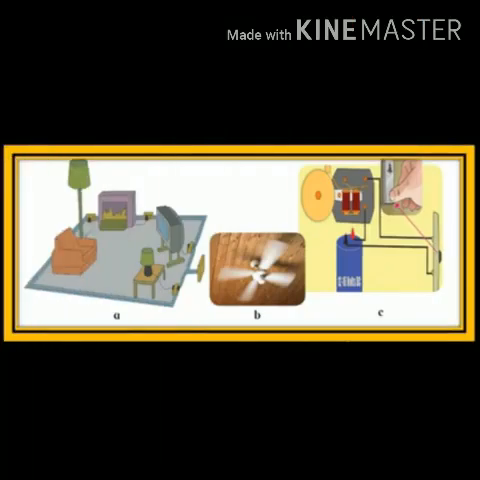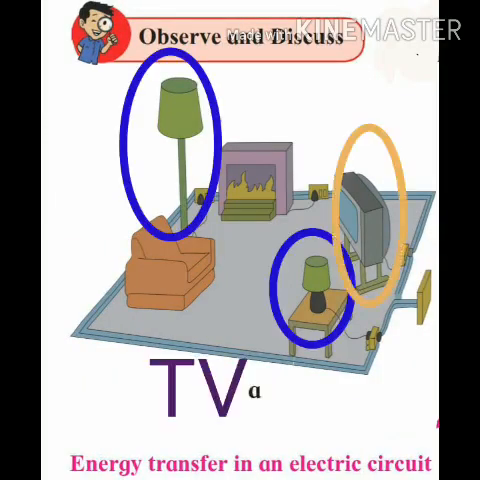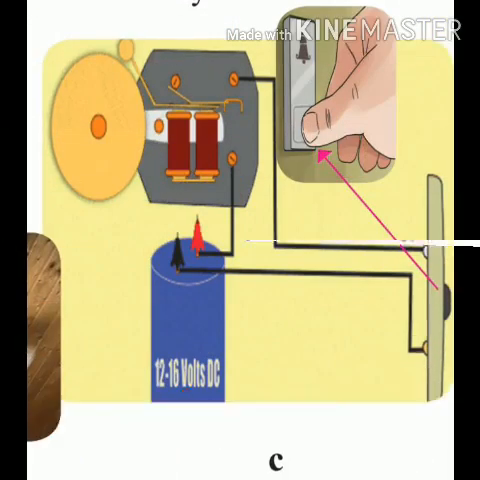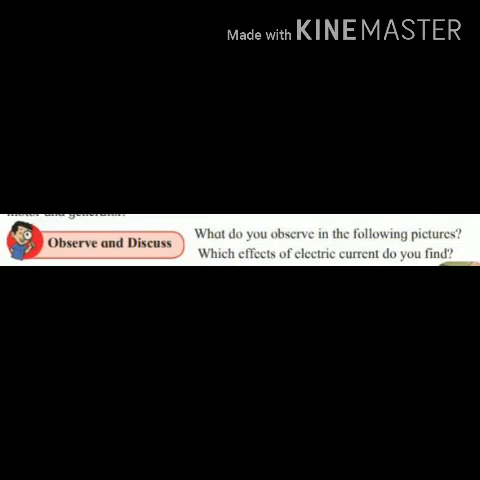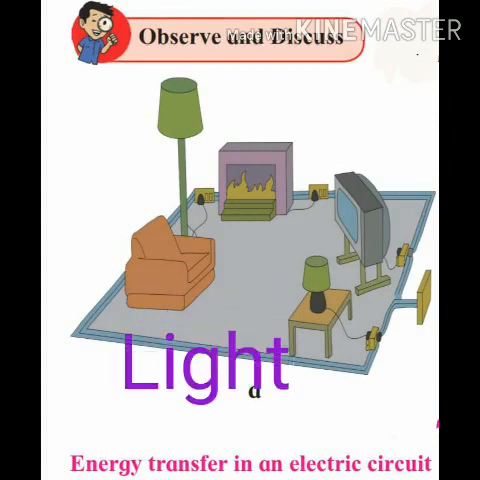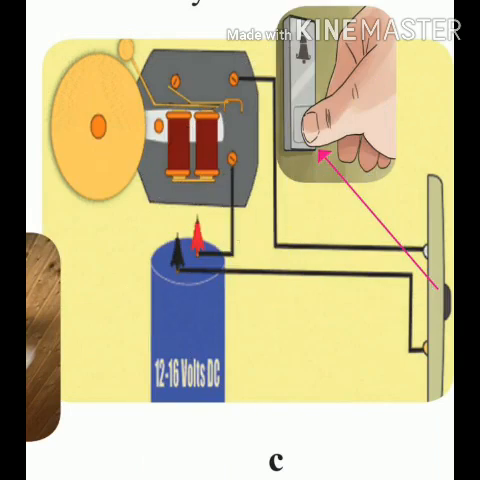Now let's observe the following pictures and find the answer for the following question. What do you observe in the following pictures? We can see lamps, TV, computer, electric fan and electric bell. Next question. Which effects of electric current do you find? You can observe production of light in lamps, heating effect of electric current in fan, magnetic effect of electric current, conversion of electric energy into mechanical energy and conversion of mechanical energy into sound in bell.